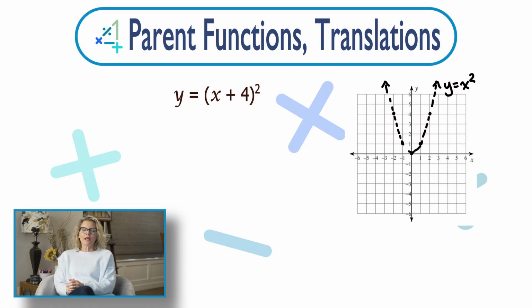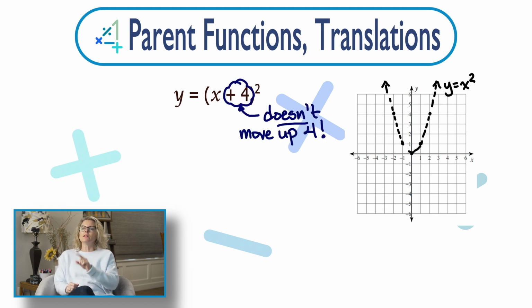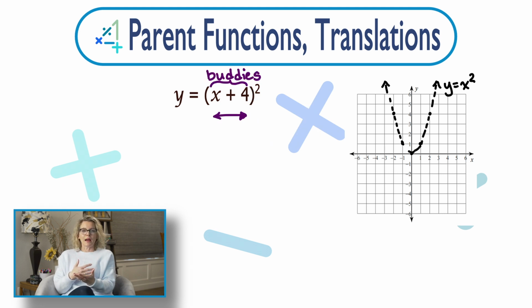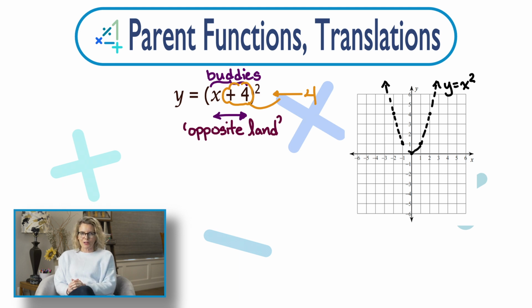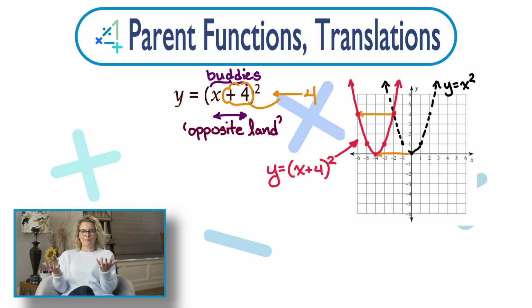If I have y equals (x plus 4) in parentheses squared, that plus 4 does not move it up 4. How I think of it is that it is buddies with the x, so it will move it side to side along that x-axis. But here's the tricky part. x lives in what I call opposite land, where you change the sign of whatever's next to it. This +4 will move the parent function backwards 4, or to the left 4. This is shown on the graph and can be tricky, so please accept this and remember it.